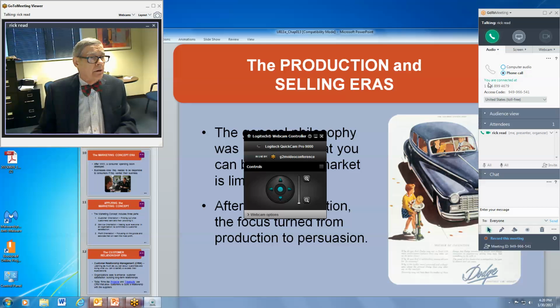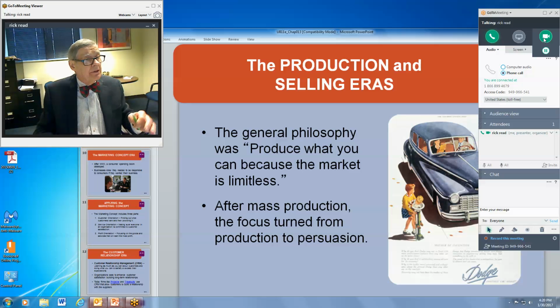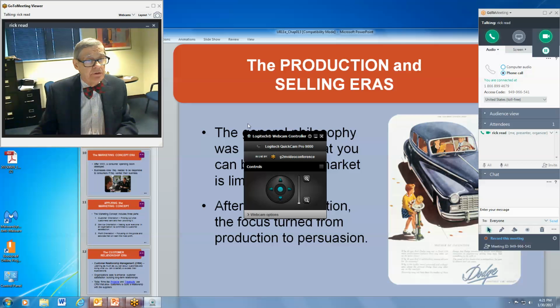The first bullet here about the production era is really pretty easy to understand. It's just you produce as much as you can because there's no limit to this market. And we want to get into this and produce the stuff because people are going to knock themselves down trying to buy it. Now that philosophy, if you will, can be associated with a movie some years ago, Field of Dreams. Build it and they will come. Well, that's exactly what this philosophy was.